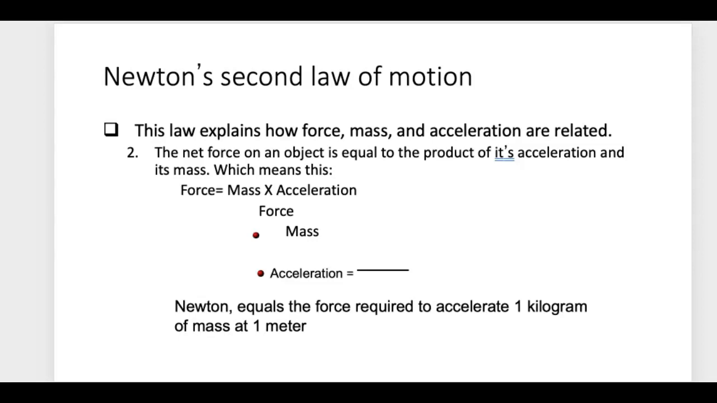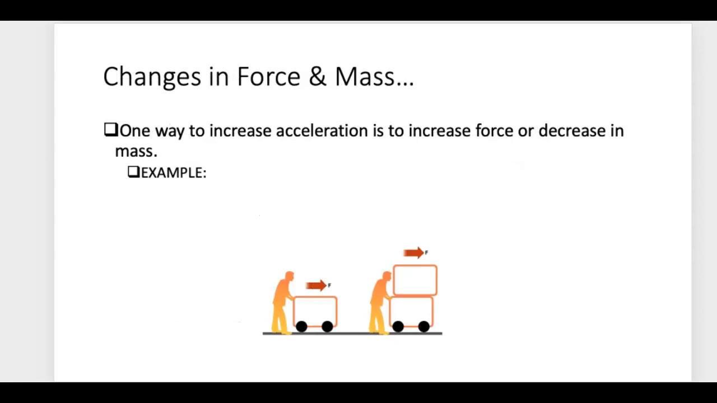This is known as a Newton. 1 Newton is equal to the force required to accelerate 1 kilogram of mass at 1 meter per second squared. One way to increase acceleration is to increase force or decrease mass.